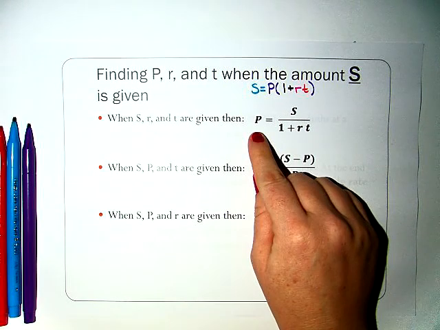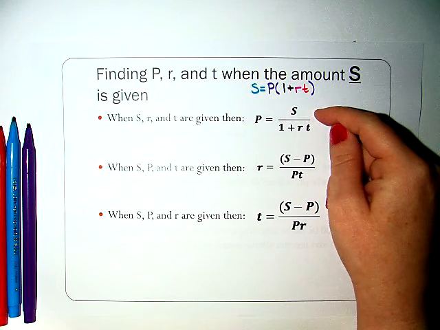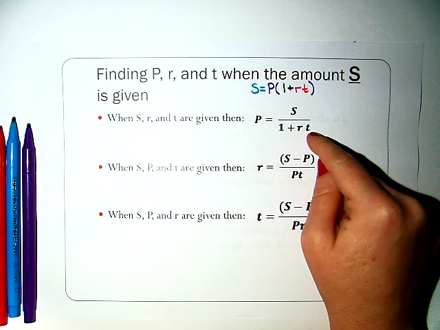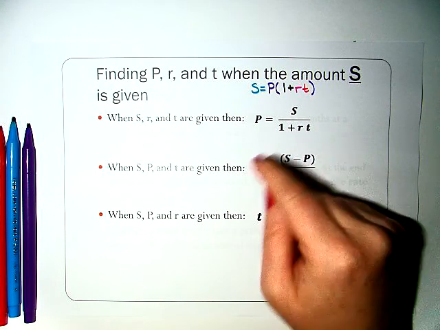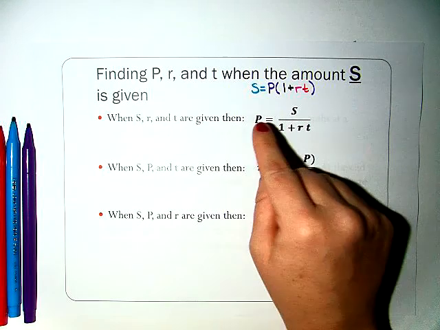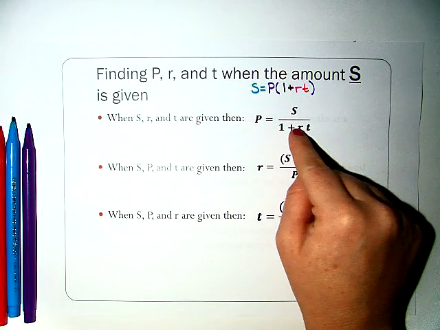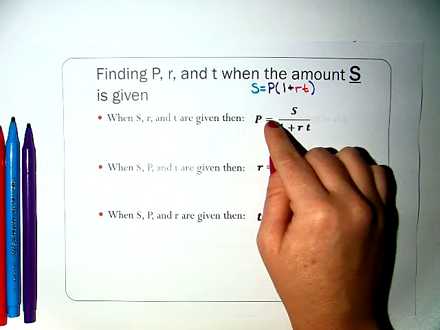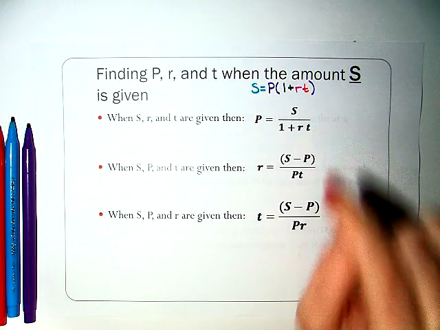If we're solving for P, we just move this over, so we get S divided by 1 plus RT. Similar to when we were solving for base in our last unit. We had the base equals the new number over 1 plus or minus R. P equals S over 1 plus RT.